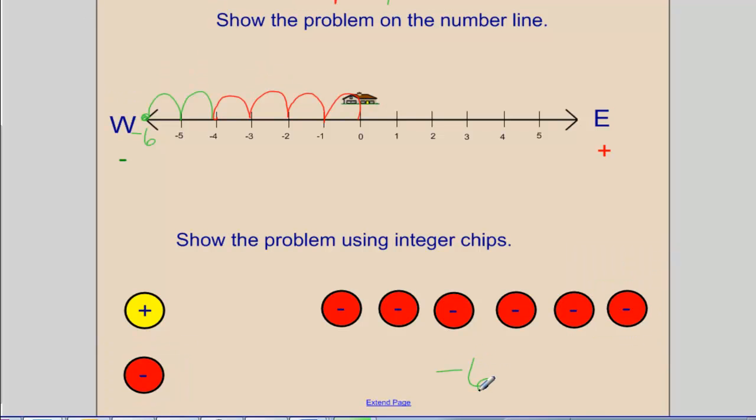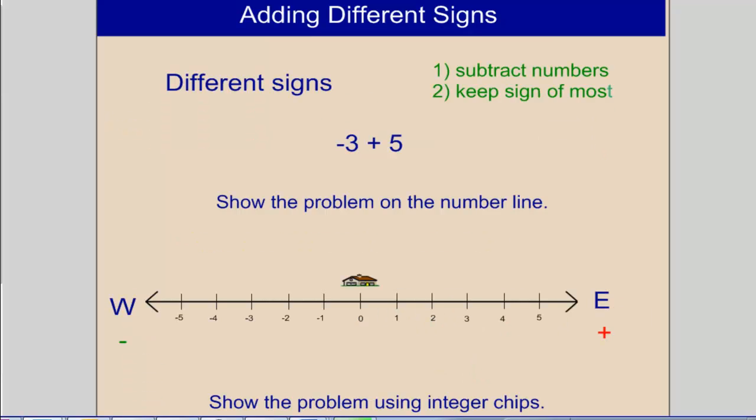So my answer is negative 6. Either technique is fine. Pick one that works for you, or you can go back and forth. So now let's try different signs. Remember, I said with different signs, you subtract the numbers and you keep the sign of whichever you have more of, right? So that's a little bit trickier than just adding.